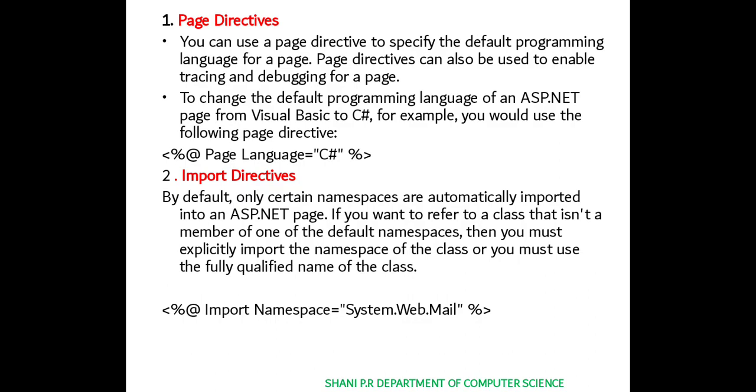Next we have import directives. By default, only certain namespaces are automatically imported into an ASP.NET page. Here you can see some namespaces will be automatically added in the source code. If you want to refer to a class that isn't a member of one of the default namespaces, then you must explicitly import the namespace of the class, or you must use the fully qualified name of the class. Here is one small example of how you can import the mailing namespace.